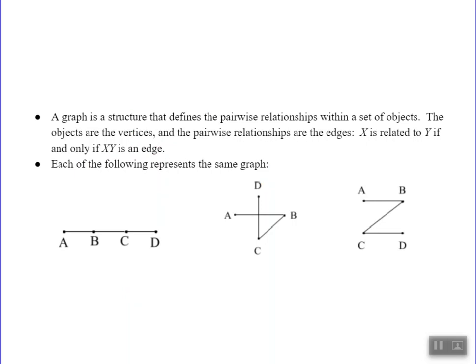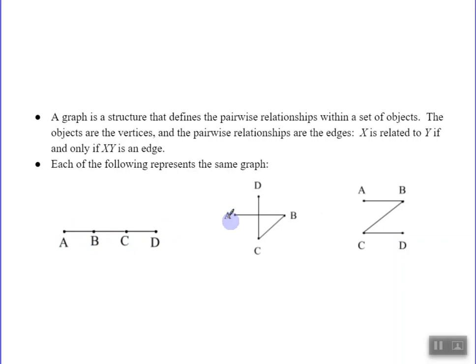So it does not matter what shape the edges and vertices are in. It only matters which things are connected to each other. So all three of these diagrams are technically the same graph, because if you look in the first one, they're all in a nice straight line. You go A to B, B to C, C to D. That's it. Well, the second one is the same thing.